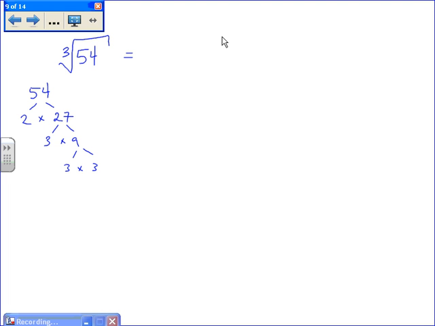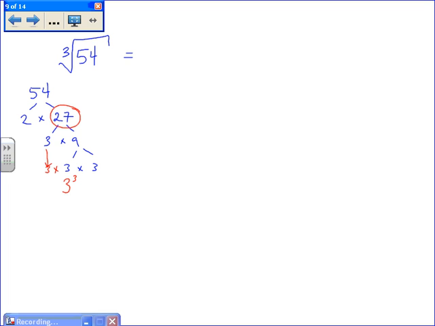So what I recognize here is that 27 is a perfect cube. If I bring that 3 down, 27 is equal to 3 times 3 times 3. That's 3 cubed. And if you're familiar with cube numbers, you might have already recognized, hey, I know 27 is a perfect cube. It's 3 cubed. The trick here is recognizing which of your factors are a perfect cube.